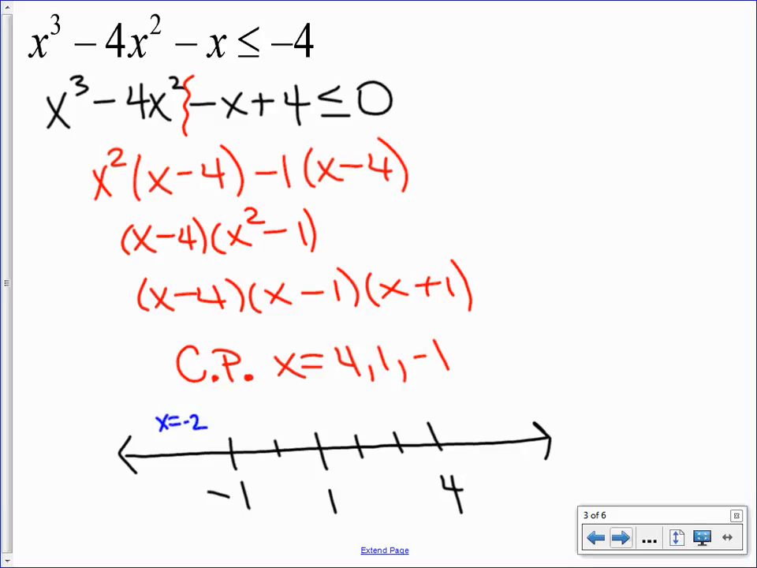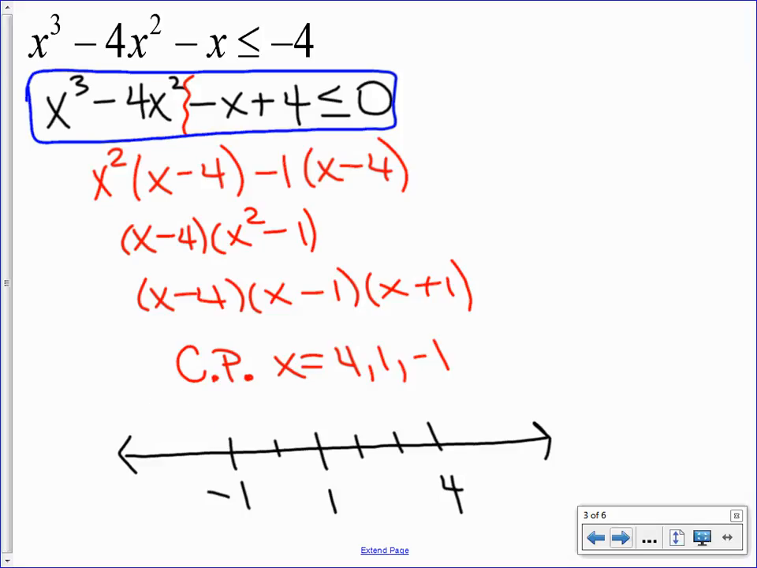Okay, and if we plug in -2 to this right here, is it going to be a positive or a negative number? -2 cubed would be -8. Okay, so -8. 4 times -2 squared, that would be 16, so we have -8 minus 16 plus 2 plus 4. So is it negative? Okay, so we tested -2, yes. This is a negative interval.